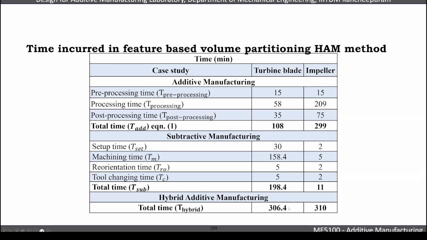So you can see total time involved is 306 minutes and 310 minutes. In additive manufacturing, it is 108 minutes. In subtractive manufacturing, it is 190. So you can see larger time, and also for impeller, the time is reduced, right? So the total time, because it's not that complex, impeller can be much more easily produced compared to turbine blade, right?